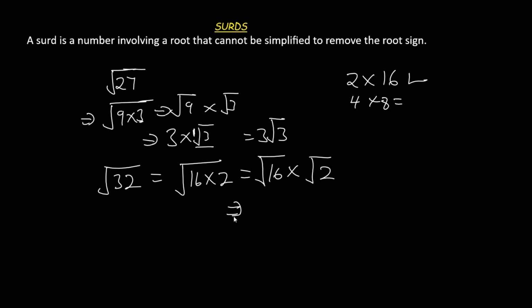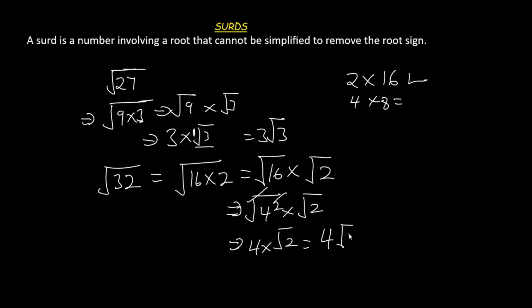And square root of 16, as I showed you earlier, is 4 because 16 is a perfect square. So it can be simplified like this. Square root of 16 is the same as 4 squared times square root of 2. The 2 is going to cancel the root sign, so I'm going to have 4 times square root of 2. So the final answer is going to be 4 root 2.